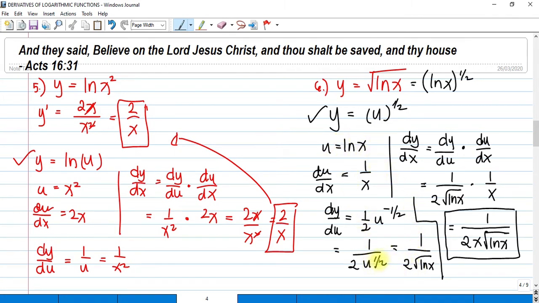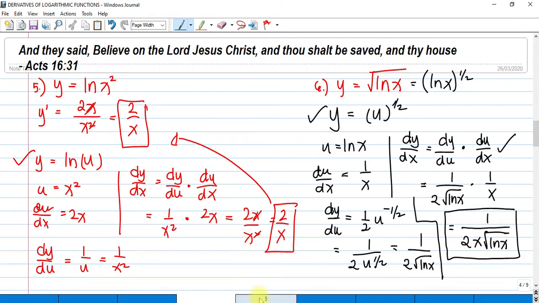So again, from exponential, I put it again into radical form. So this is our u, ln of x, and that is square root of ln of x. And again, for du over dx, this is our u, ln of x. So du over dx is simply 1 over x. So using the chain rule formula again, we multiply dy over du by du over dx. So we got this answer. And I hope you are still catching up with our lesson.